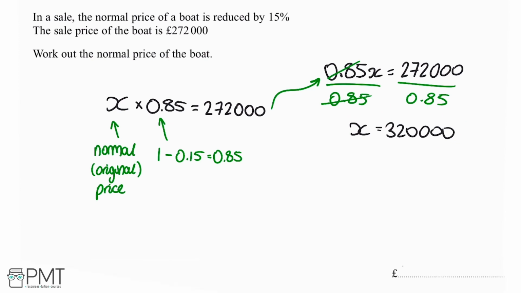So the normal price of the boat was 320,000. And we get one mark up here for our working, and the second and final mark for the correct answer.